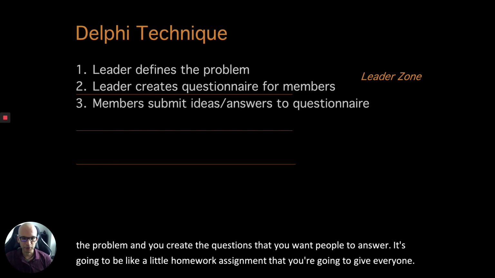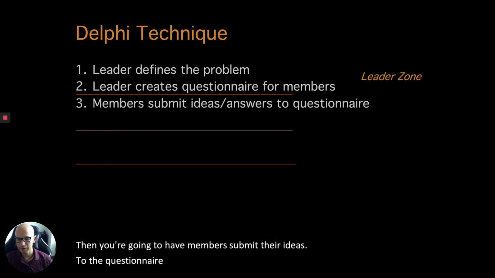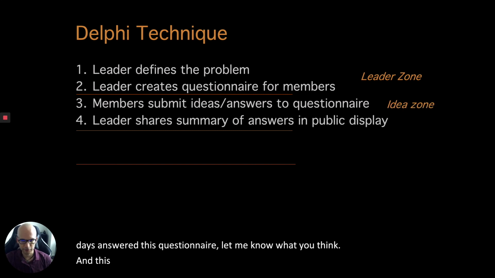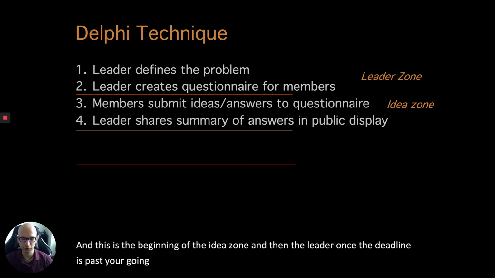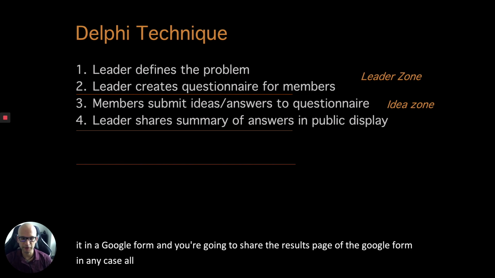Then you're going to have members submit their ideas to the questionnaire. So give them a deadline, maybe give them a couple days. Answer this questionnaire, let me know what you think. And this is the beginning of the idea zone. And then the leader, once the deadline is passed, you're going to share all the answers in a public display. So maybe you did it in a Google form and you're going to share the results page of the Google form. In any case, all of the members are going to be able to see all of the ideas and answers.